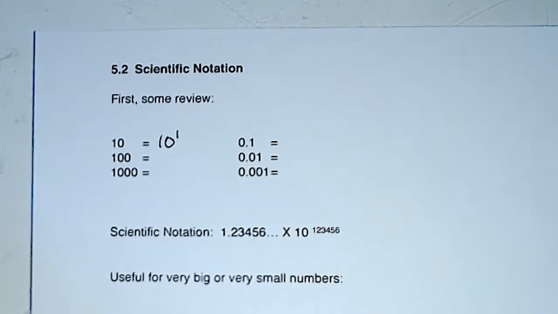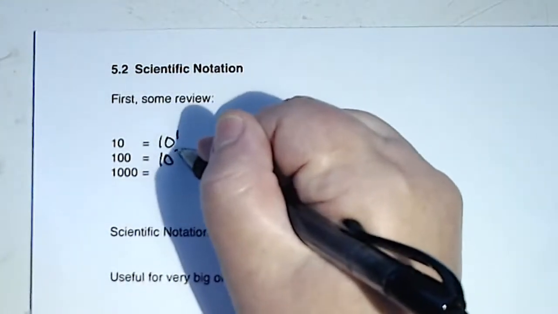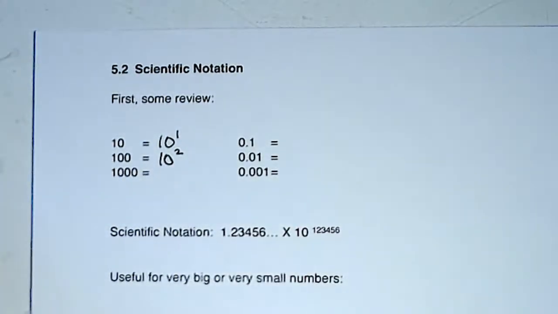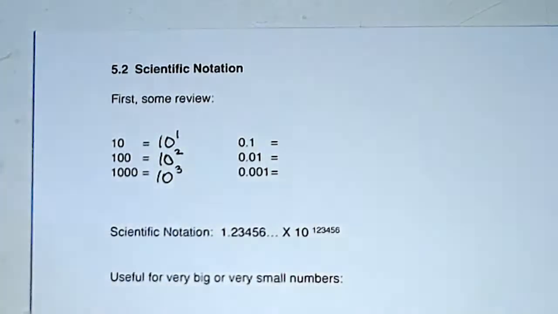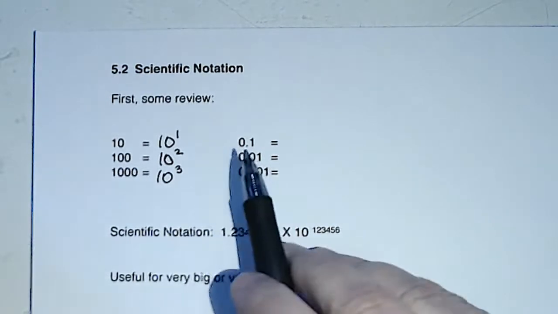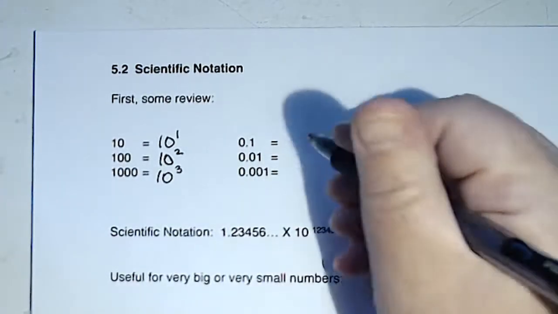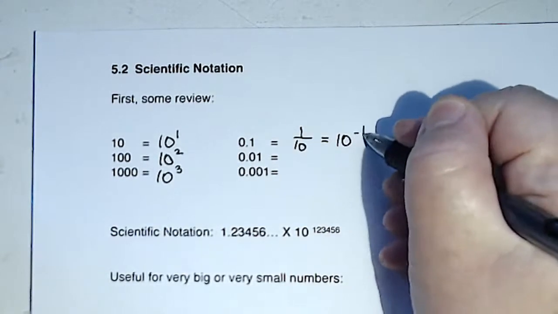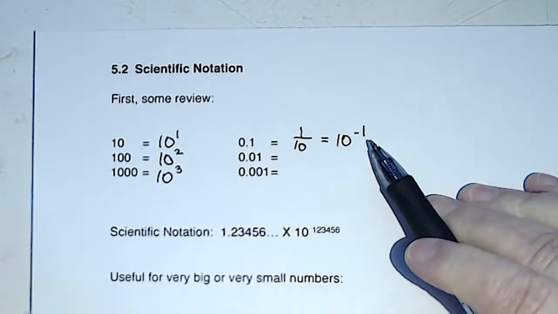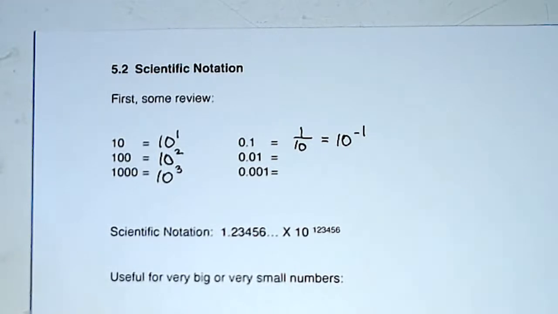100 is then, we can do this Dora style, 100 is 10 to the what? You're right. It's 10 squared. 1,000, yep, is 10 cubed. Now, when we go to decimals, sometimes it's hard to remember. So I'll remind you that this guy is 1/10. So it's written as 1 over 10 or 10 to the negative 1, right? We just studied these in the last section. This is a negative exponent.